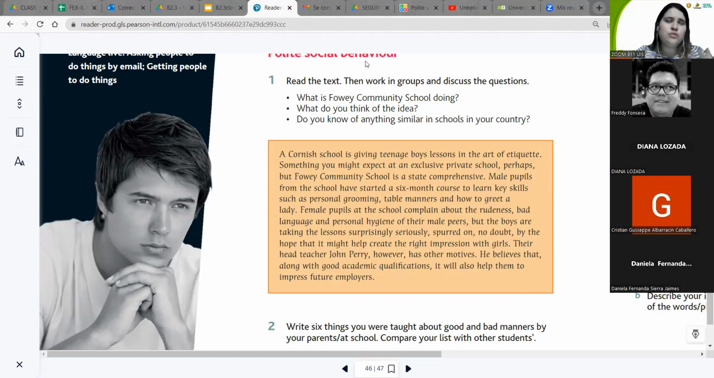I mean, not they have to, they are taking a course that lasts 6 months to learn about personal grooming, like how to wash themselves, or get ready, or just, how can I say this, for their personal appearance. So they're learning this at school, and then how to treat and how to greet a woman in general.